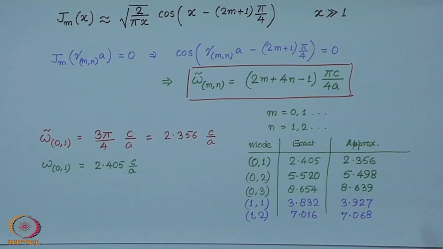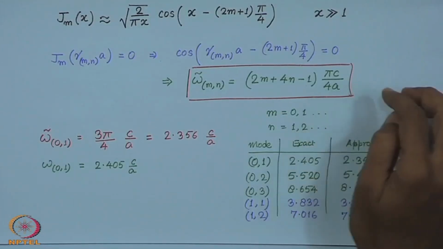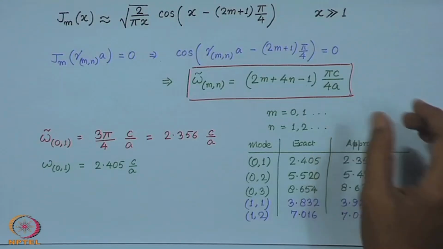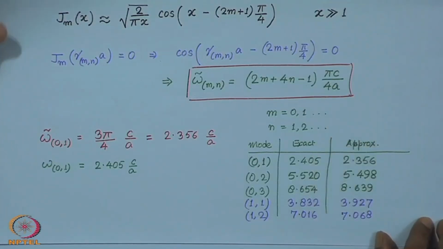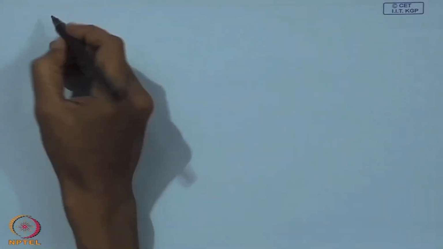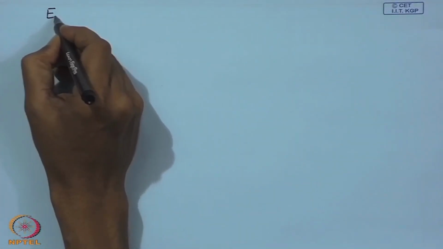Now, if you go for m equal to, let us say, 2, then initially this approximation will have some error, but as you go to higher values of n, you will have a better approximation. So, that will tend to the exact one. So, this is the calculation for the eigen frequencies. Let us look at the eigen functions.